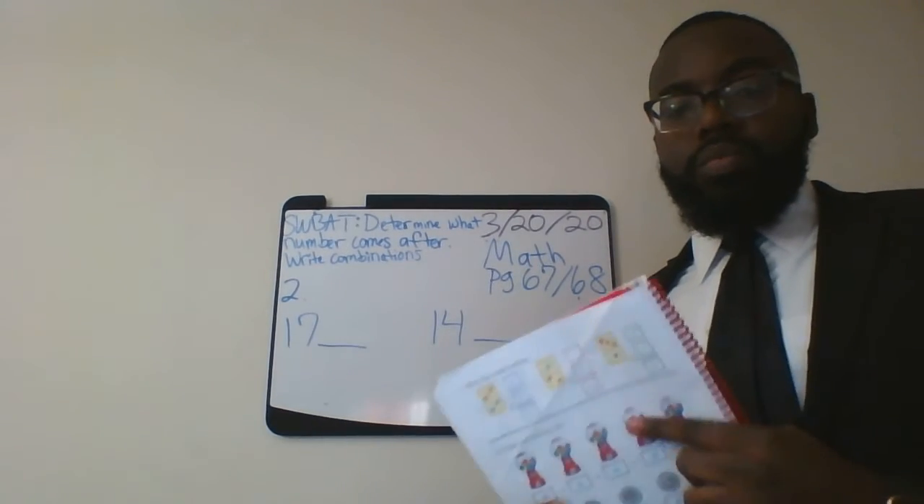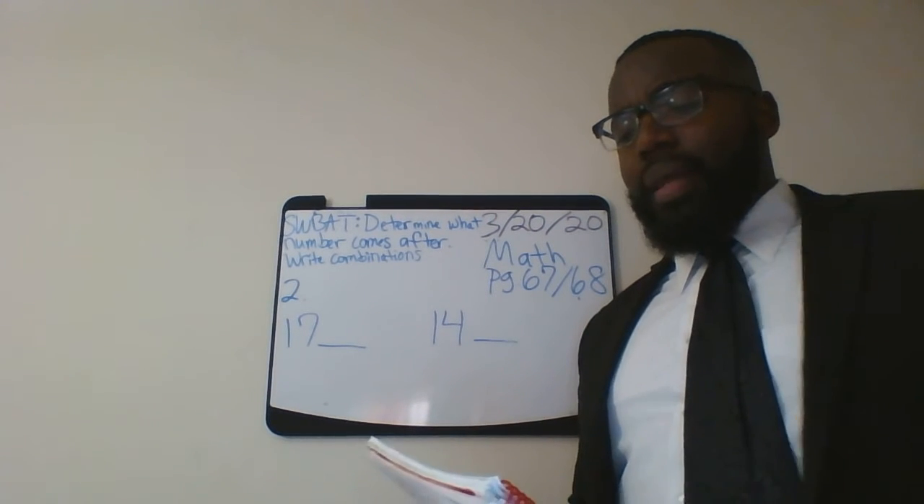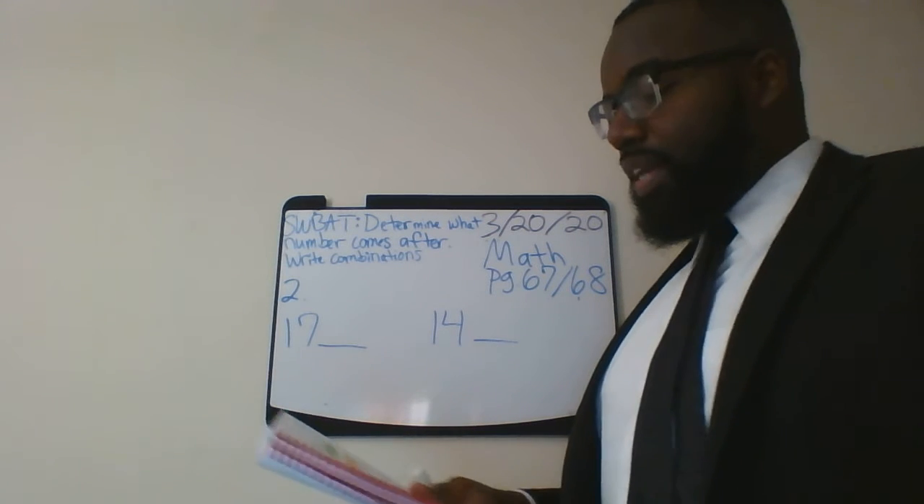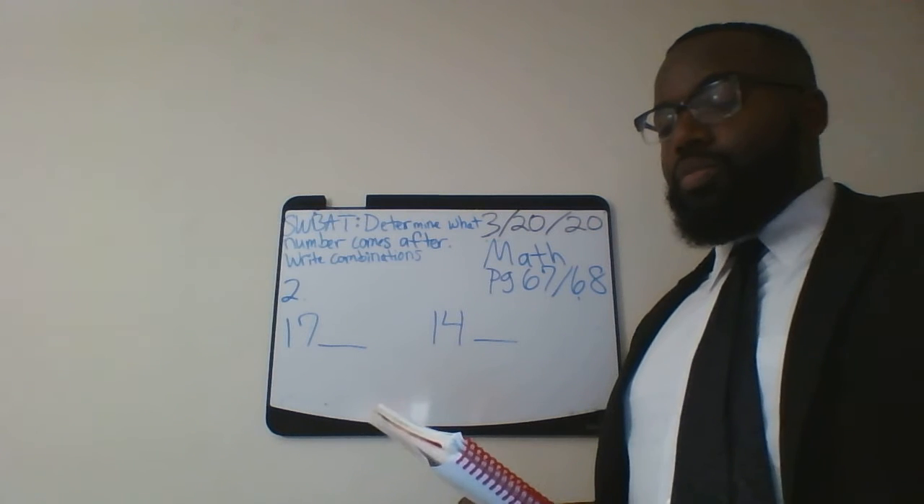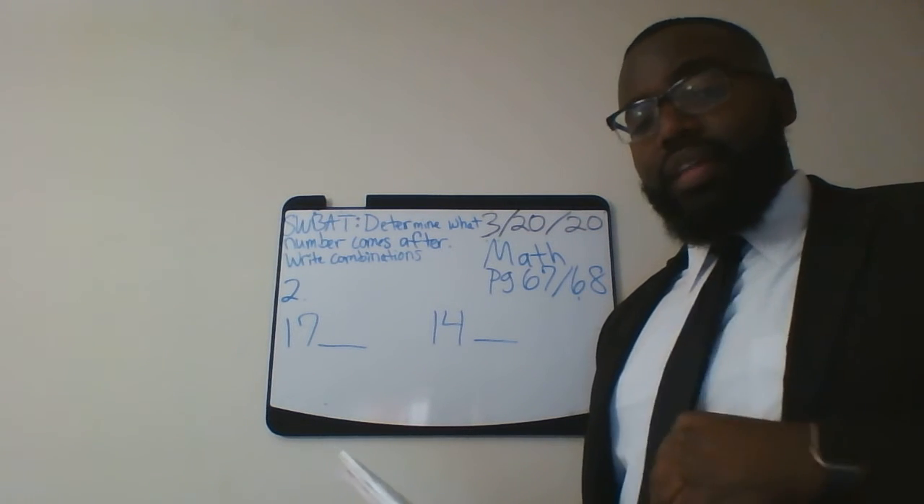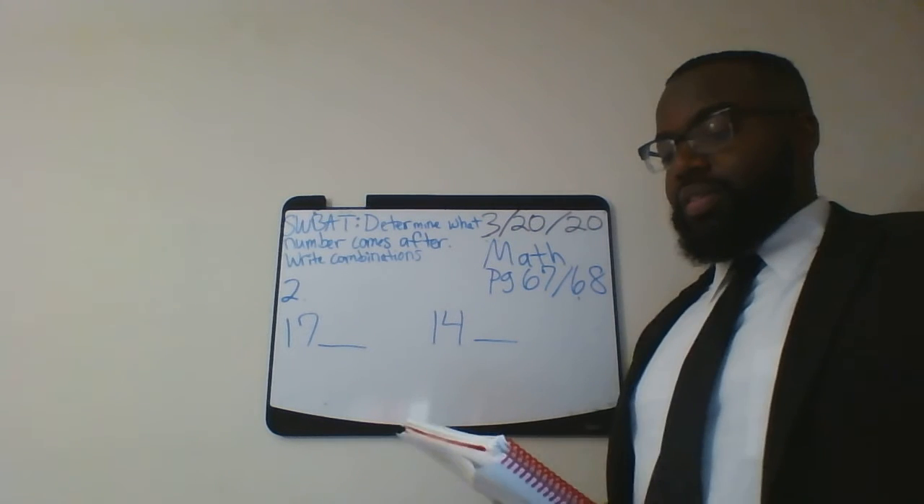All right, so we're going to start off with number 1. Number 1 says fill in the bubble of the number that the teacher says, okay? So on page 67, look at the first blue bubble. I want you to bubble in the number 51. Bubble in the number 51 for the blue bubble.